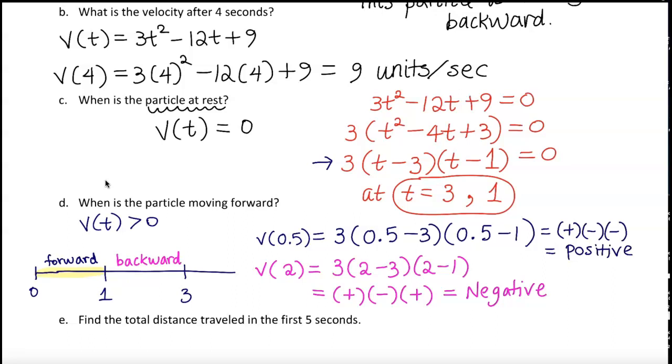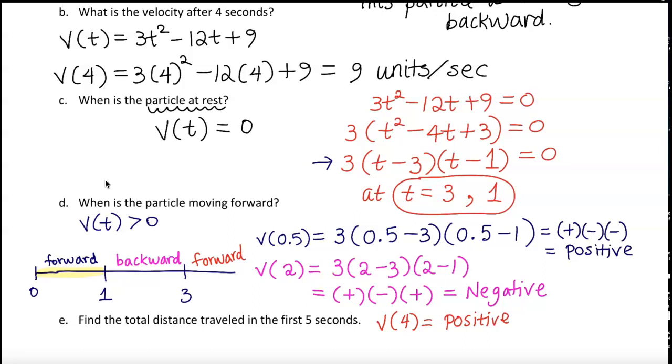Now I need to just check one more. Okay, the last interval, let me plug in a number that's greater than 3, maybe a 4. But didn't we find that above? Didn't we find v of 4 is 9 units? And 9 is positive. Here you go, we found it above. V of 4 is a positive 9. So that means our little particle is moving forward from 3 and on. And it never hits 0 again. It never rests again. So if it's not resting, it's just moving forward on and on and on.